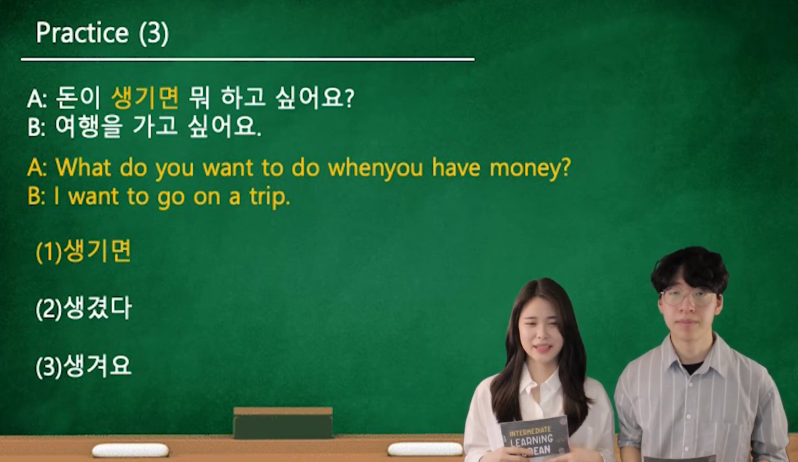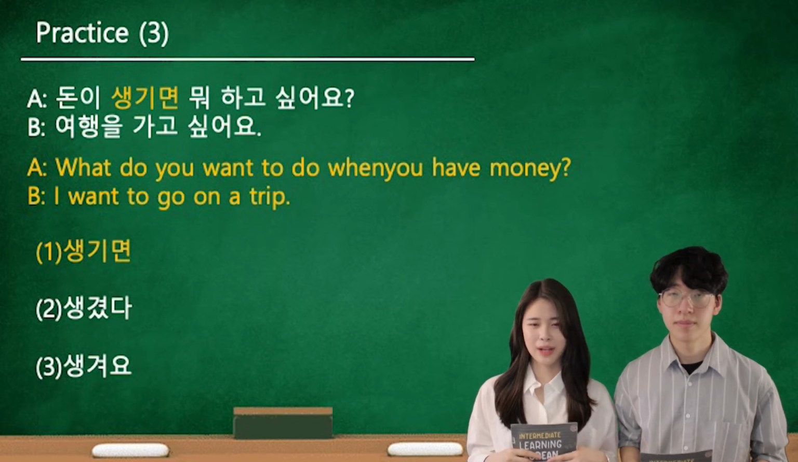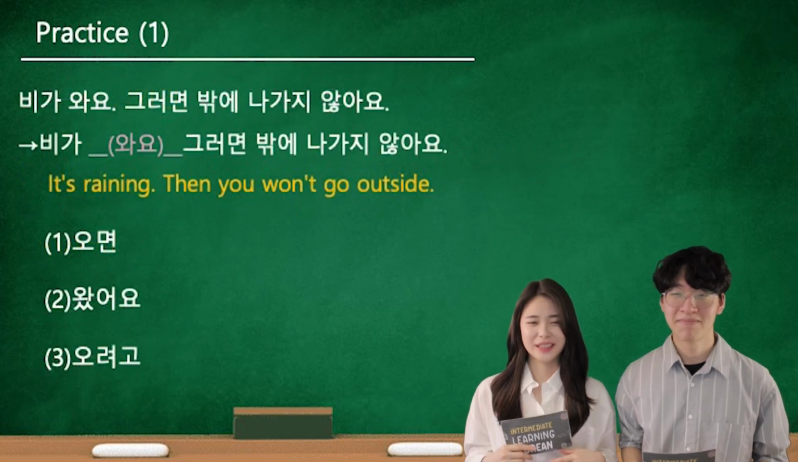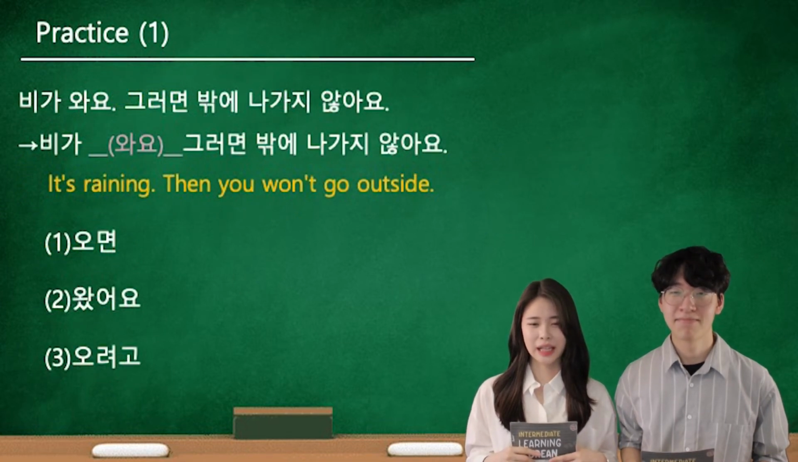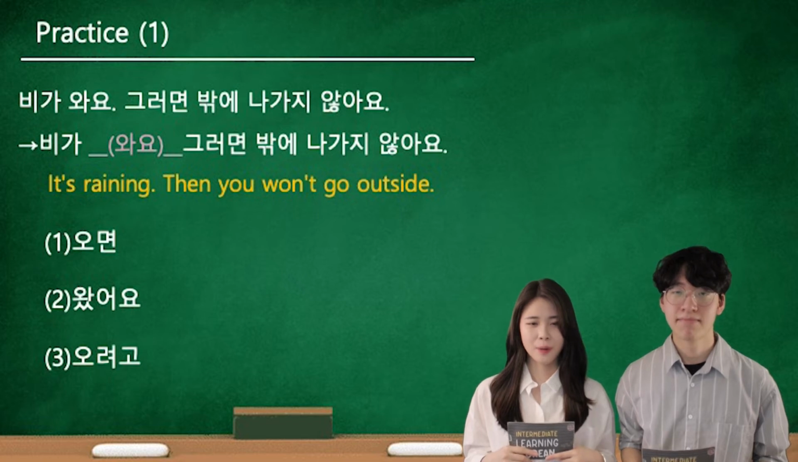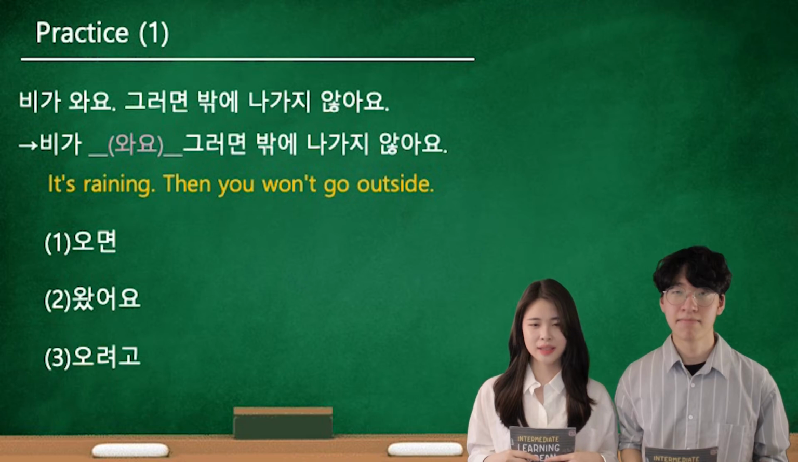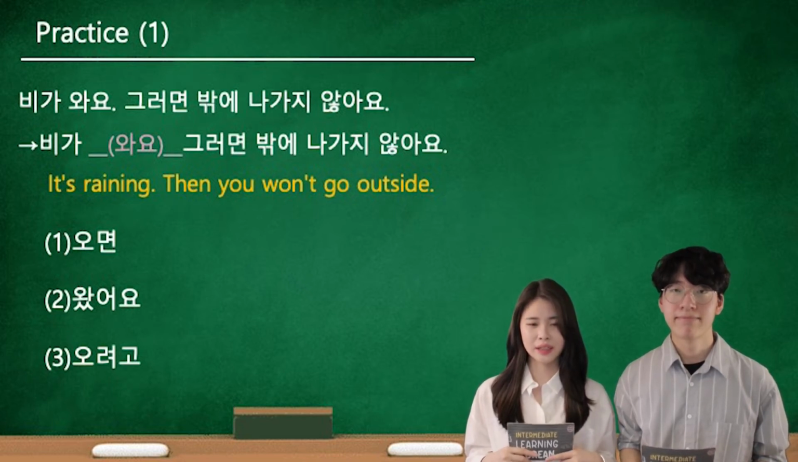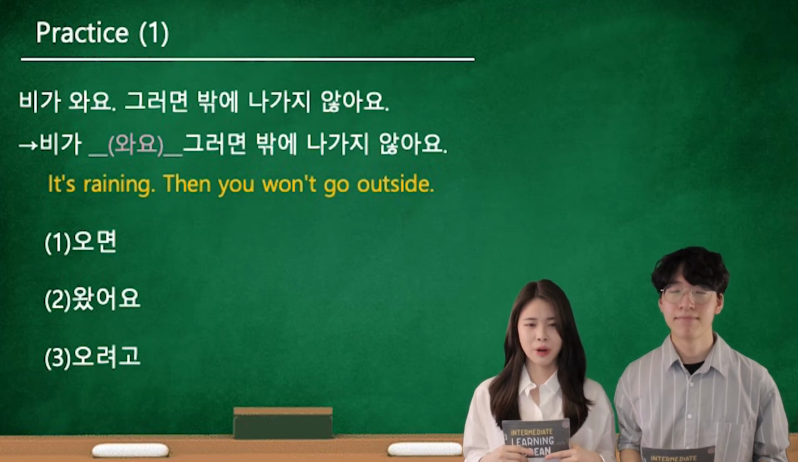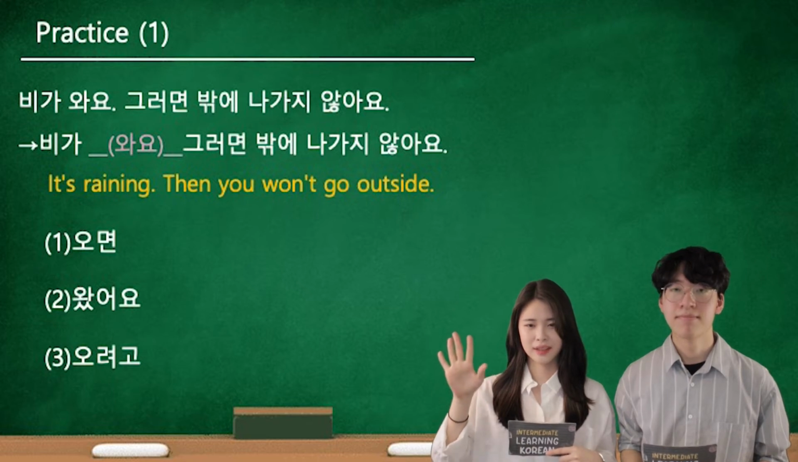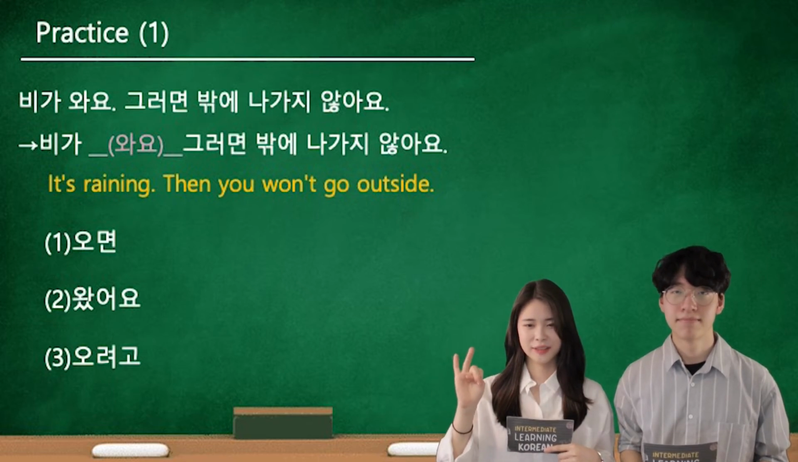Okay, let's solve the second problem. 기분이 좋다. 그러면 노래해요. What's the right word for the underline here? I will give you 5 seconds. Yes, the correct answer is 좋으면. The verb 좋다 does have a final consonant, so 으면 is used to make 좋으면.